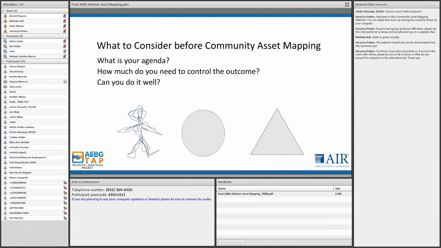On this slide, there are three figures. The stick figure represents an individual, the circle represents an informal group, and the triangle represents an institution or a formal organization. You remember that these are the three main types of assets, and here I want to talk a little more about how they work together in the asset mapping and mobilization process.